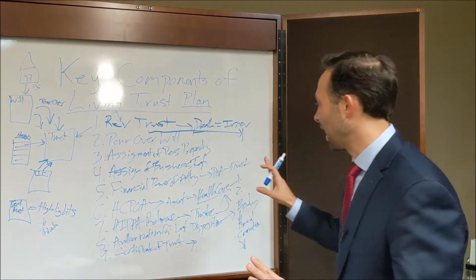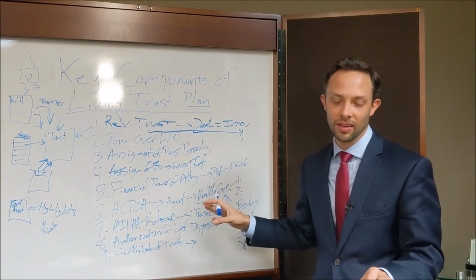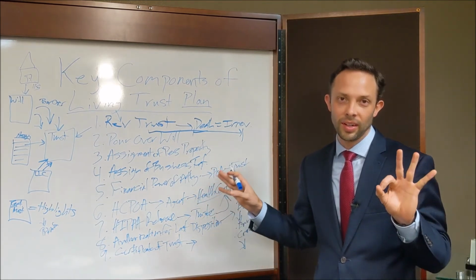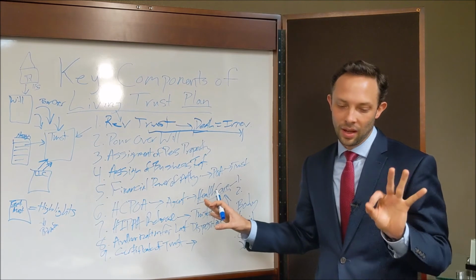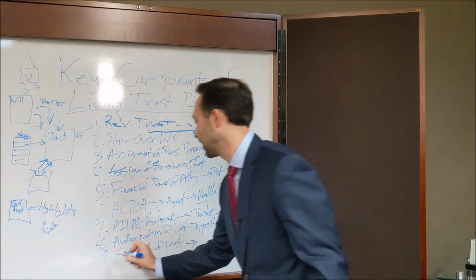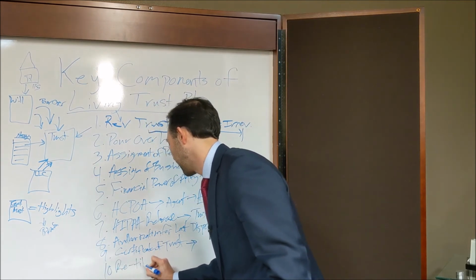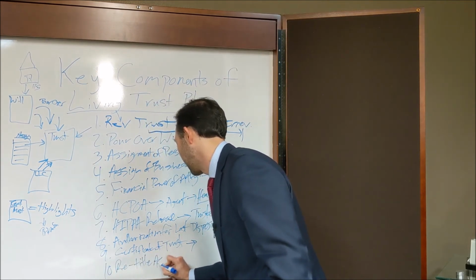So those are the main documents we're going to want to put in place and execute on the date we sign your trust. Now I'm going to talk briefly today about 2 more items before we wrap up. Number 10 on the list is retitling bank accounts and financial accounts into the trust.